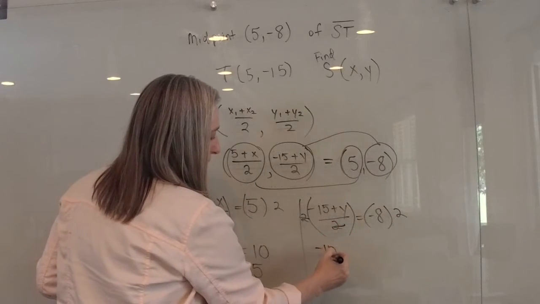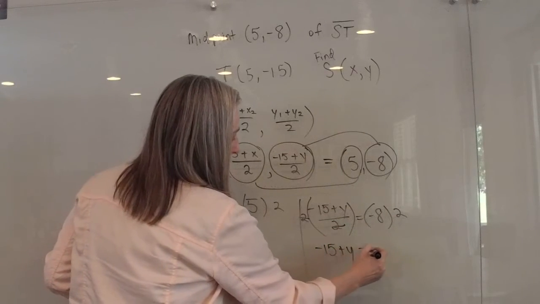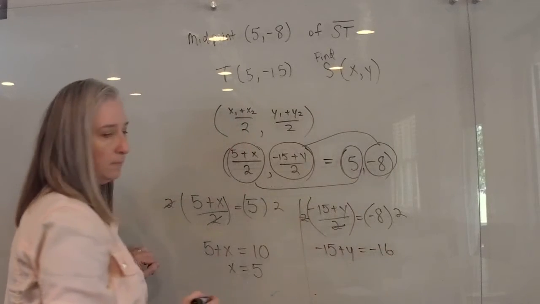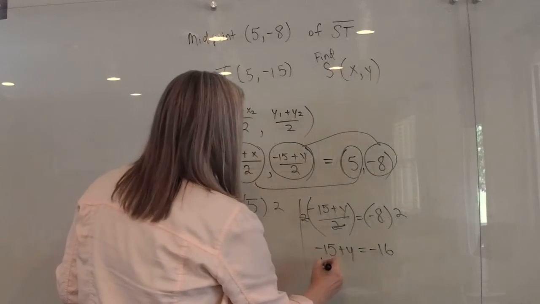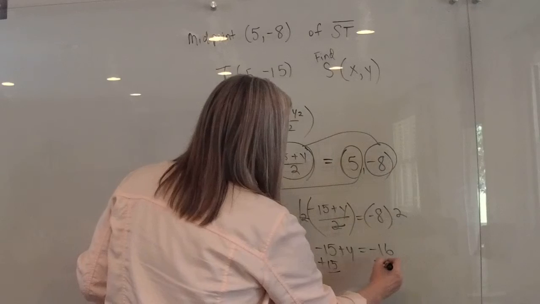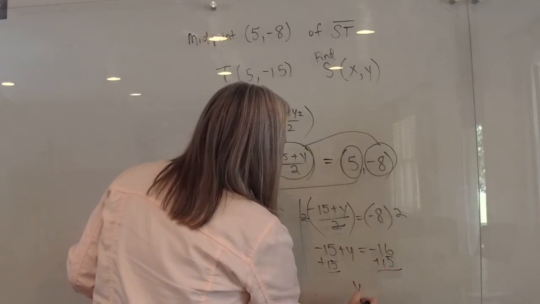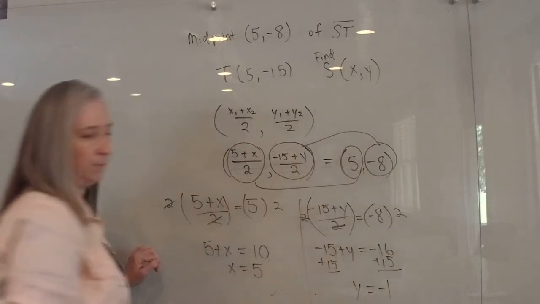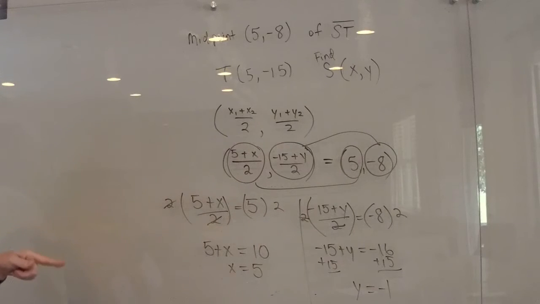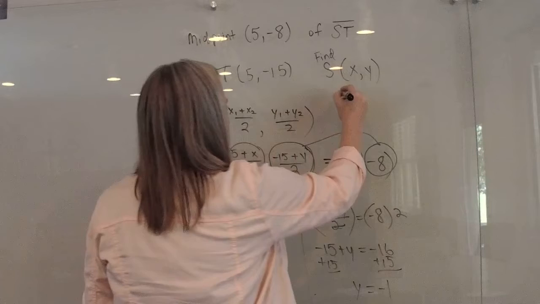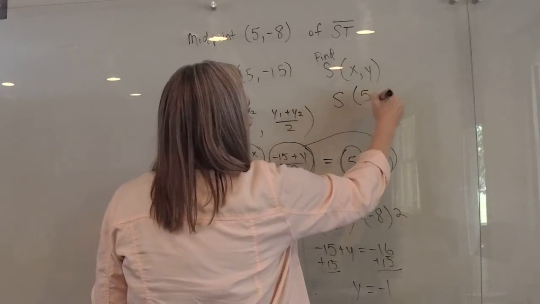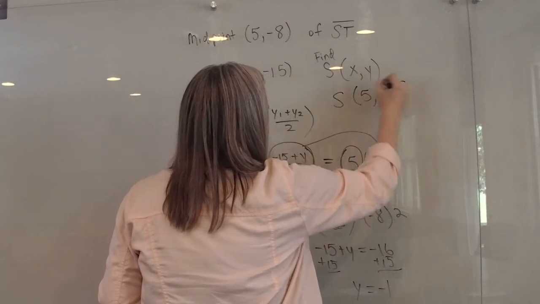I have -15 plus y equals -16. And then I add 15 to both sides. So I get y equals -1. Be careful with your signs there. It's -16 plus 15. So y is -1. So the coordinates for s then would be 5 for the x coordinate, -1 for the y coordinate.